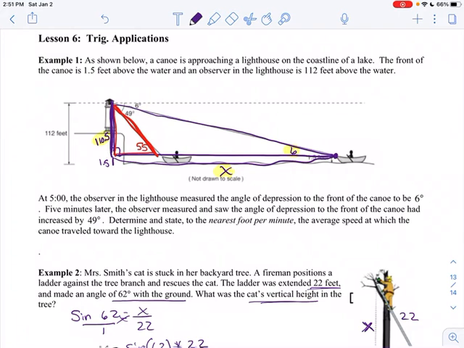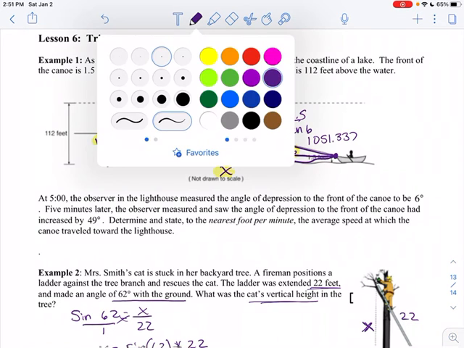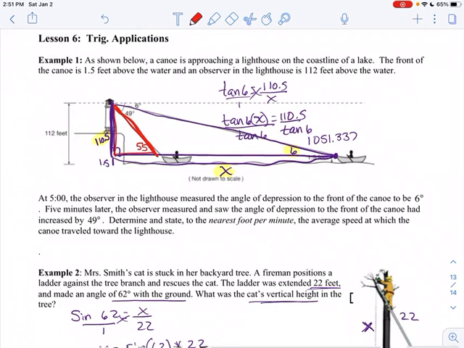Now this is going to be a tangent problem. So the tangent of 6 equals 110.5 over X. I'll put a 1 under here, cross multiply. Tangent of 6 times X equals 110.5, and to solve for X, I'm going to divide by tangent of 6. So basically I have 110.5 divided by tangent of 6, and that gives me 1051.337.